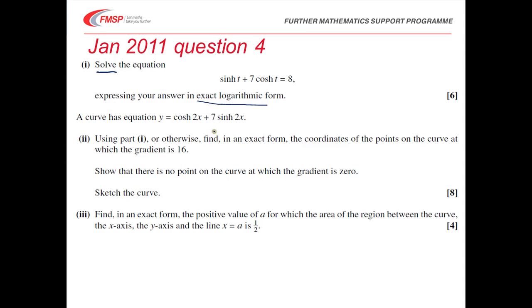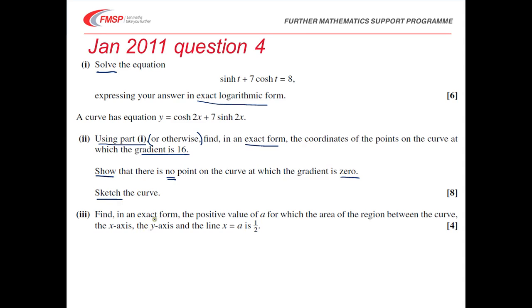We're then given the equation of a curve, and it says using part 1 or otherwise. Well, generally speaking, it's advisable to use part 1 because it's going to be easier and quicker. Find in exact form the coordinates of the points on the curve at which the gradient is 16. Then it says show that there is no point on the curve at which the gradient is 0. And using all of that information, we'll need to sketch the curve.